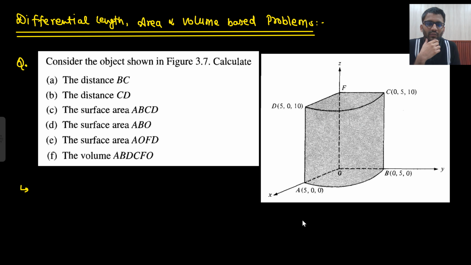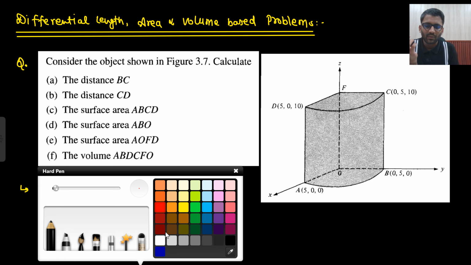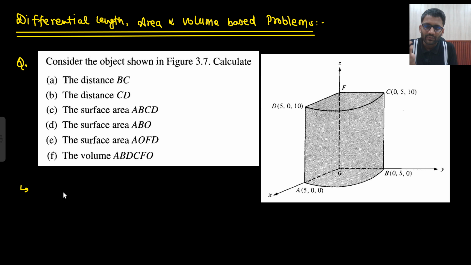Yeah, so let's start solving this problem. You need to find the distance BC. So what is the distance BC? By geometry directly I can say that it is 10 meter, right? 10 unit I will write, or 10 meter I can write. So let's solve the first one. By geometry I can tell it is 10 unit.